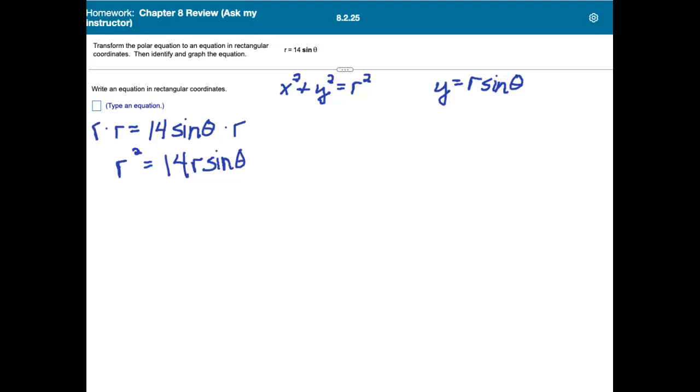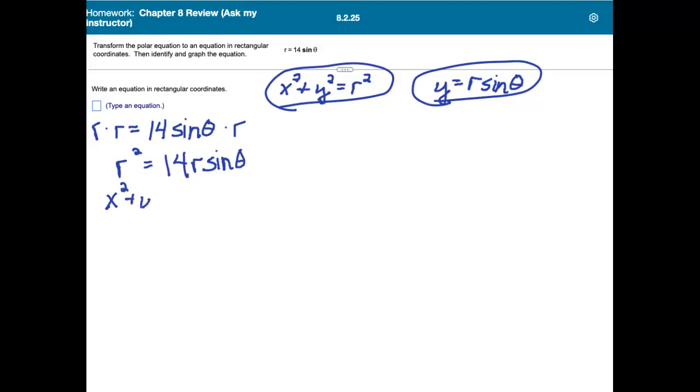So now we've got a substitution. These are a couple of the facts that you know that deal with the transformations. So we can replace that r squared with x squared plus y squared. We're trying to get everything in terms of x and y. And we can also replace this r sine theta with y. So all this is equal to x squared plus y squared equals 14y.